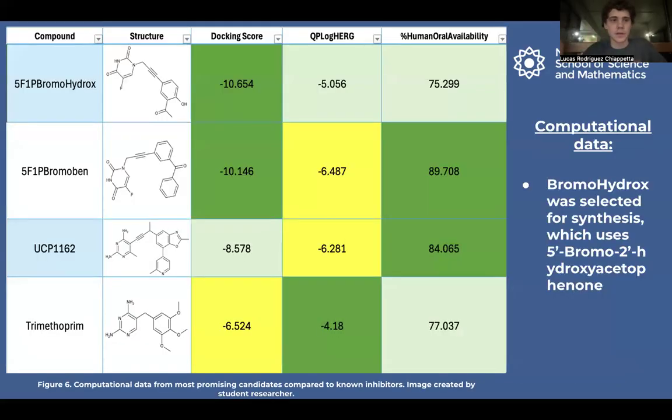Here is the computational data. The first two compounds are some that I created in Schrodinger itself, bromohydroxy and bromobenzene. And then UCP-162 and trimethoprim are two existing non-classical inhibitors that have been synthesized and tested. A more negative docking score is better, which means my compounds are outperforming the existing non-classicals by a decent margin. For this reason, bromohydroxy was selected for synthesis due to its good docking score, its good QPlogHERG, and its good human oral availability. Anything higher than 80 is good for oral availability, and around 5 is also good for QPlogHERG.